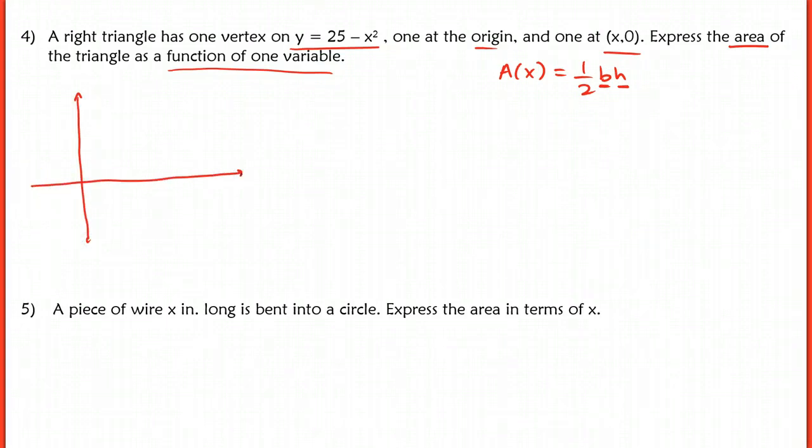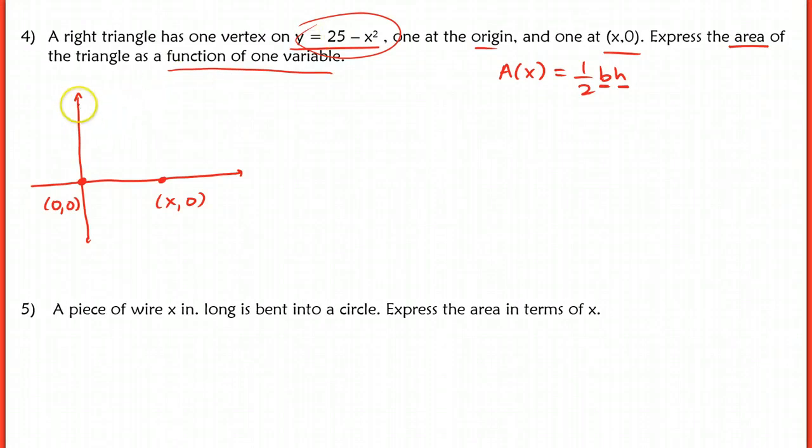So I have a right triangle. Now, one of the vertices of that triangle is supposed to be at 0, 0. One is supposed to be at x, 0. Now, the third is on the parabola 25 minus x squared. The reason why I'm putting x, 0 on the right-hand side here is because I'm just going to assume x is positive.